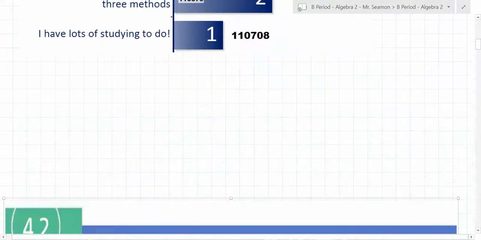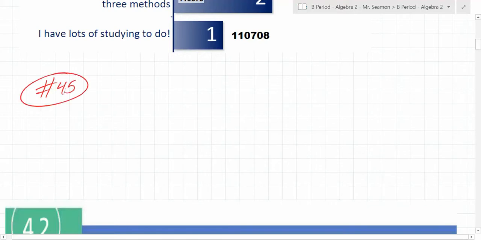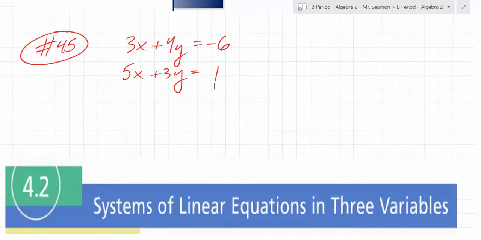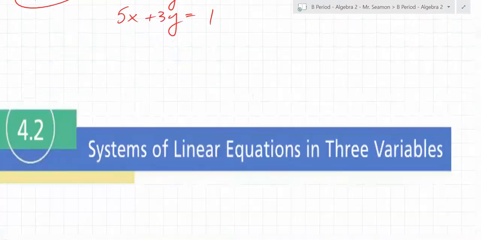Okay, so what do you got? What number did you guys isolate as something you want to talk about? Nate, which number? Number 45. Nice. Okay, 45. We got 3x plus 4y equals -6, and 5x plus 3y is equal to 1. So did you have to use elimination here? Yeah. Nice. Okay, we can do that.